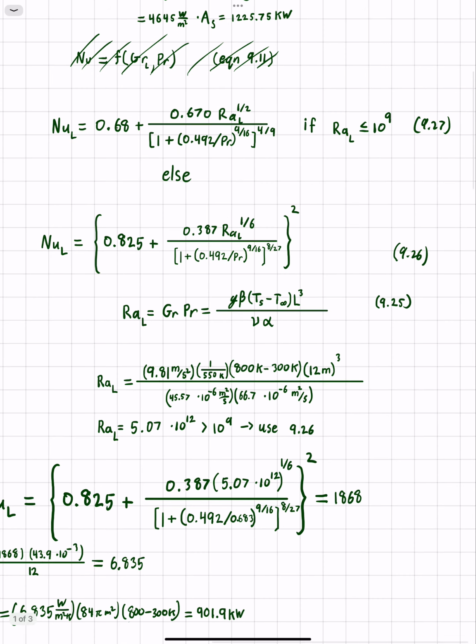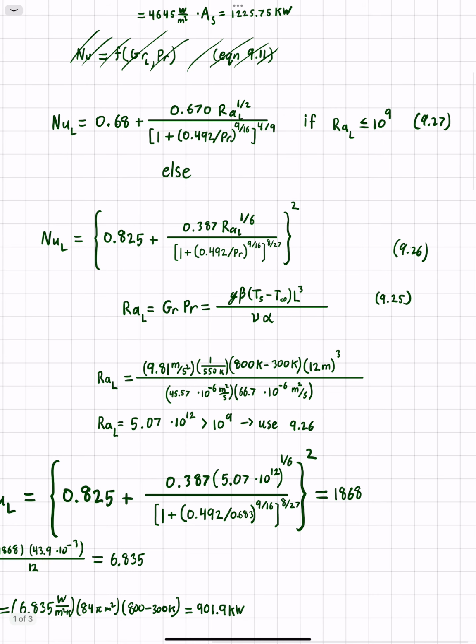Obviously, we now have to find the Rayleigh number, which is equal to the Grashof number times the Prandtl number, which is equal to g beta times Ts minus T infinity times L cubed over nu alpha. For this, I've pulled in table A4 for air at 550 Kelvin. The reason we use 550 Kelvin is that it is the midpoint between the surface temperature of 800 Kelvin and the ambient temperature of 300 Kelvin. Looking at the table, we pull out our useful numbers: the Prandtl number, nu, k, and alpha.